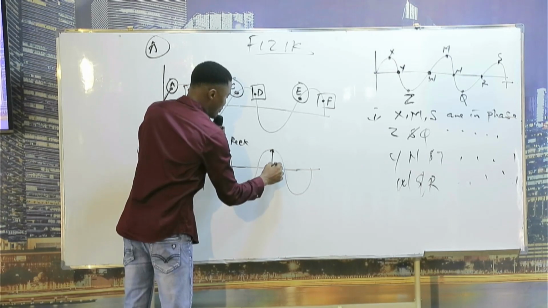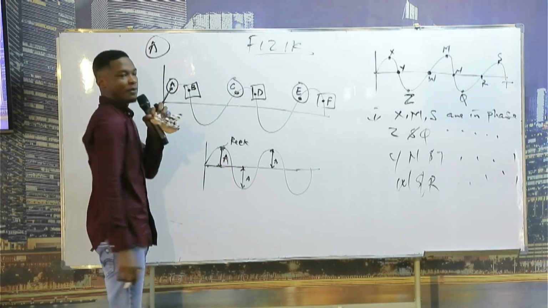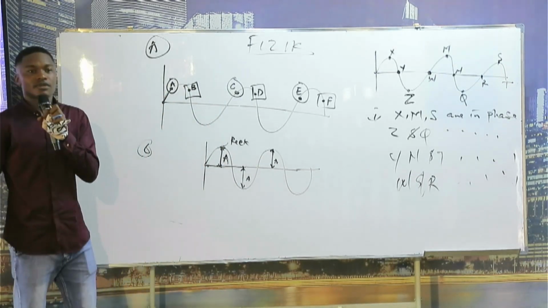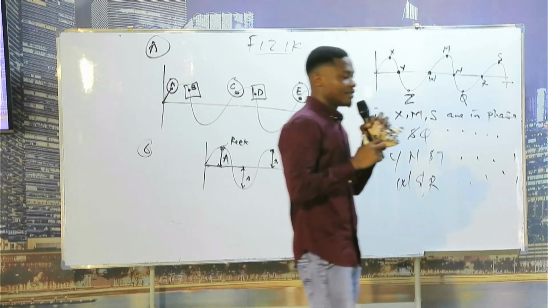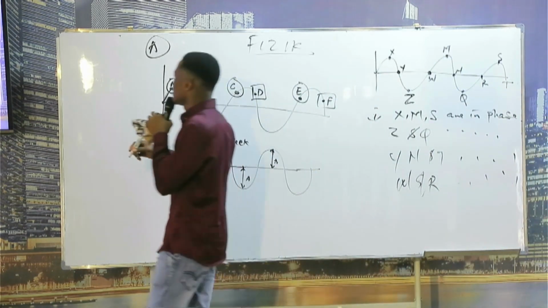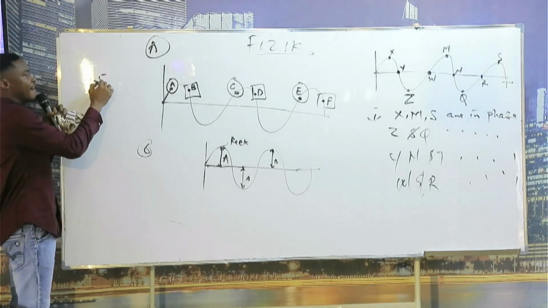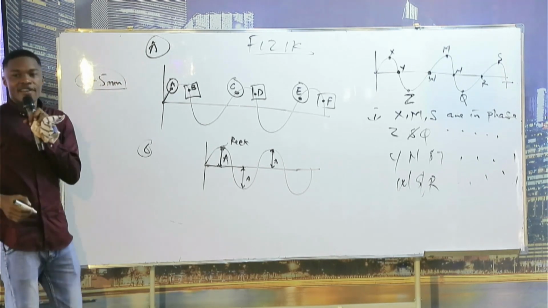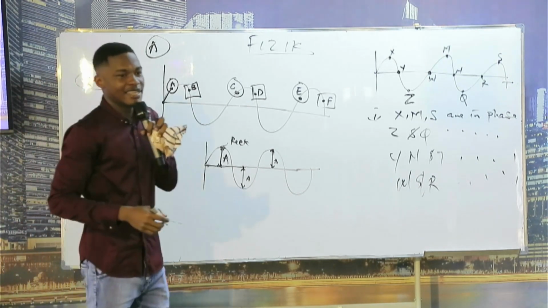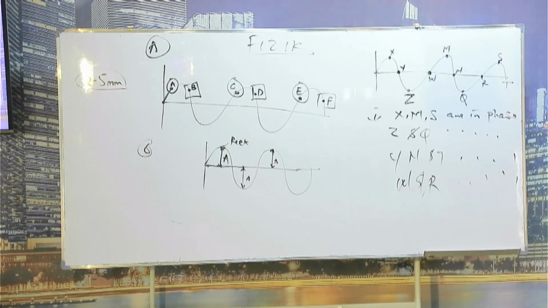Here also, this is amplitude. Here also, this is amplitude. This is amplitude. Okay? In last year's JAMB, one of the surprising questions that JAMB asked was, they said a wave has an amplitude of 2.5 millimeters. They now asked, what is the peak to peak distance of the wave?